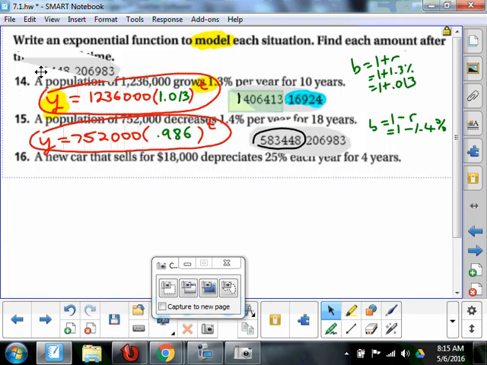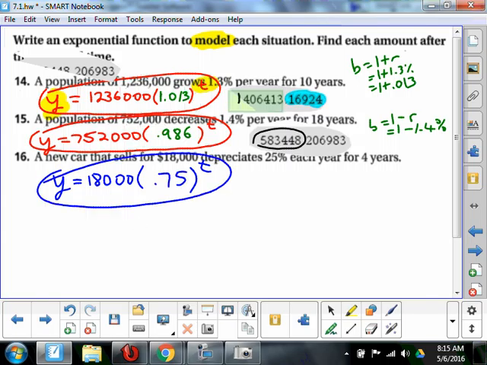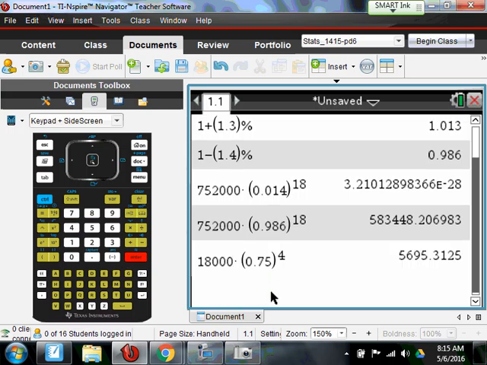Well, this next one is a new car, and most vehicles depreciate. So our model, we're going to write y equals 18,000 times. I think we got the hang of this. What's our b value going to be now? 0.75. Awesome. So that's the answer to the first half, the model part of it. Okay. So we're going to plug in 18,000 times 0.75, and we're raising it to the fourth, and we get, oh man, that's not even nice at all.